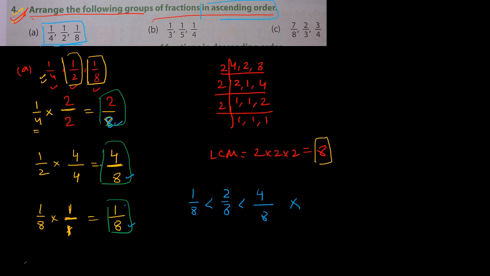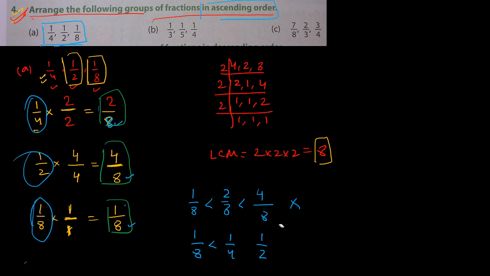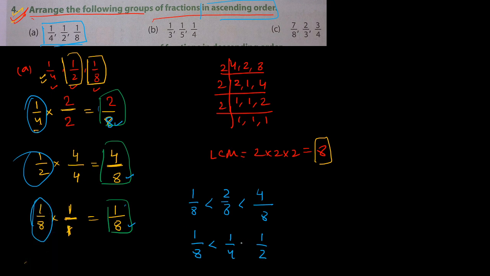Okay. So from which fraction I have got 1 upon 8? From 1 upon 8. Then from which fraction I have got 2 upon 8? 1 upon 4. And then from which fraction I have got 4 upon 8? From 1 upon 2. Okay. Use this sign. So we can say that this is the right option. This is the right answer. Okay. So in this way we will do this question. Fine.